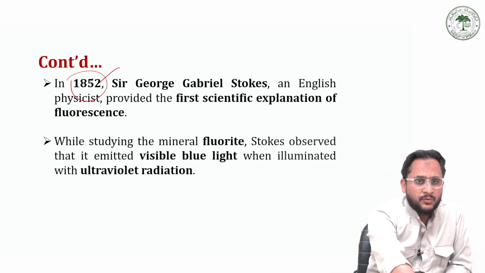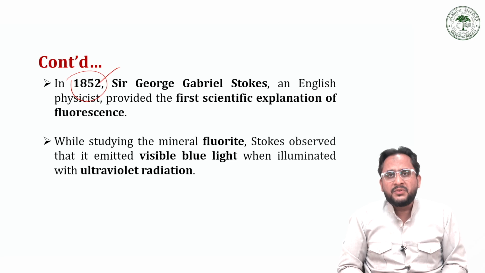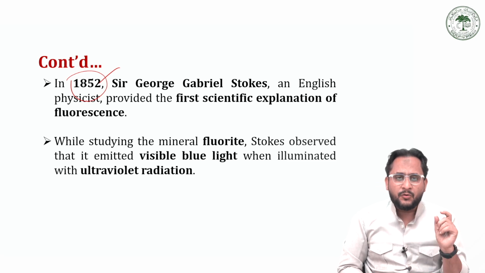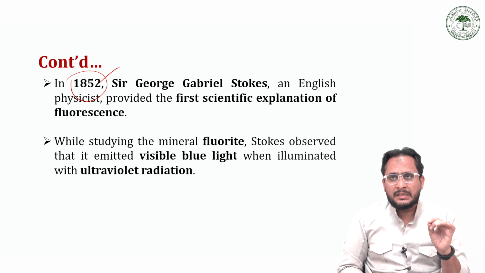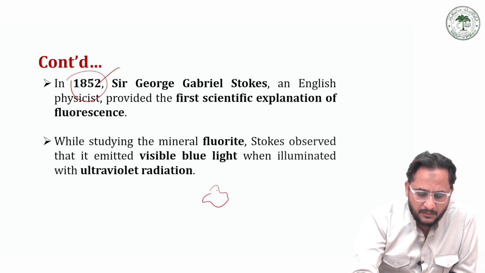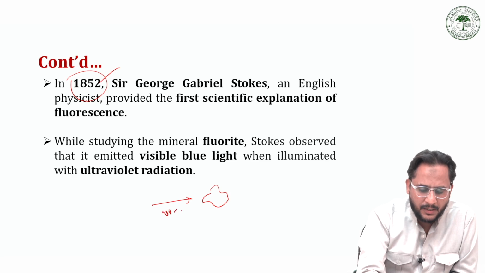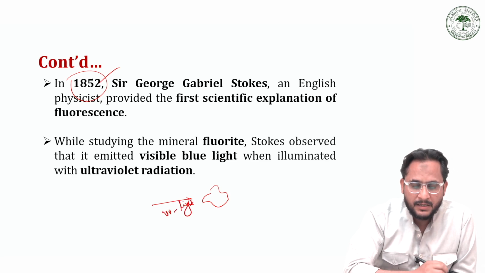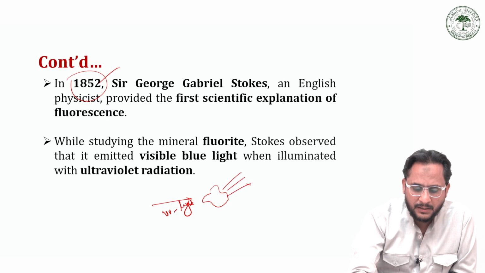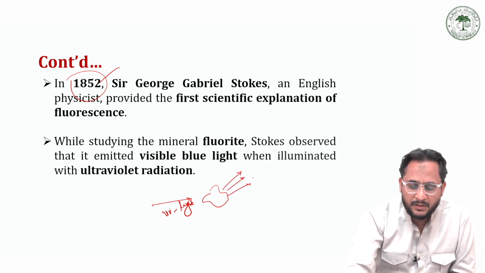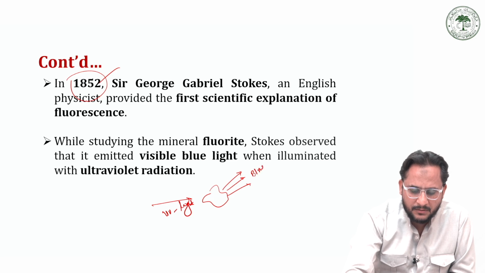Then in the year 1852, Sir George Gabriel Stokes, a British physicist, gave the first explanation of the phenomenon of fluorescence. He was working on some fluorite minerals, and there he observed that these minerals emit blue light when illuminated with ultraviolet radiation. So he took those minerals and irradiated them with UV light, and he observed that these fluorite minerals emit blue light, meaning visible light.